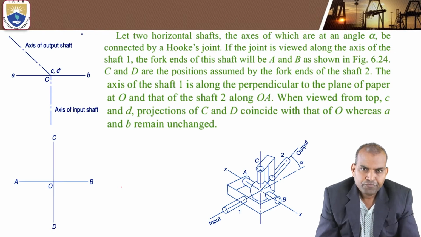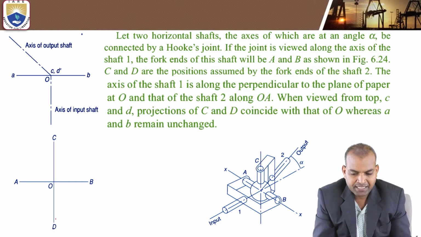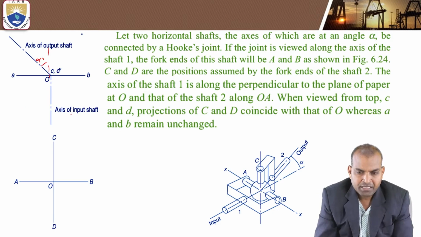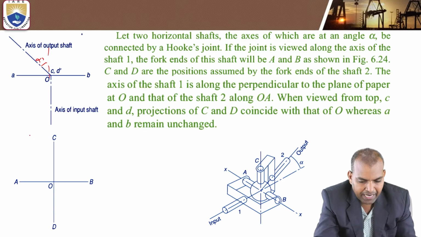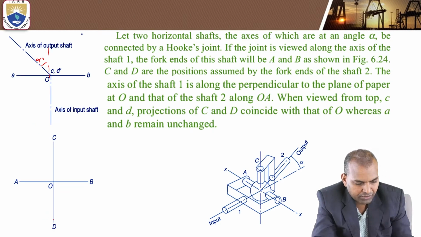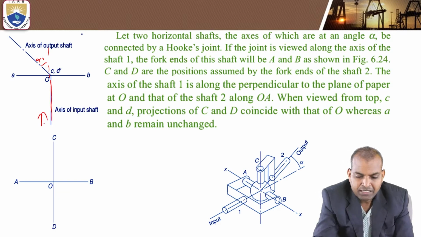Now we can describe more the two horizontal shafts, the axes of which are at an angle alpha. This is the angle alpha, connected by this Hooke's joint. So if the joint is viewed along the axis of the shaft, what will happen?